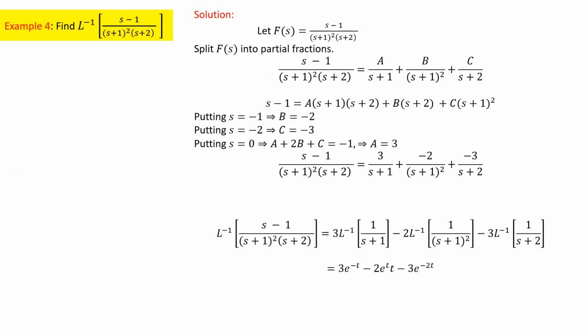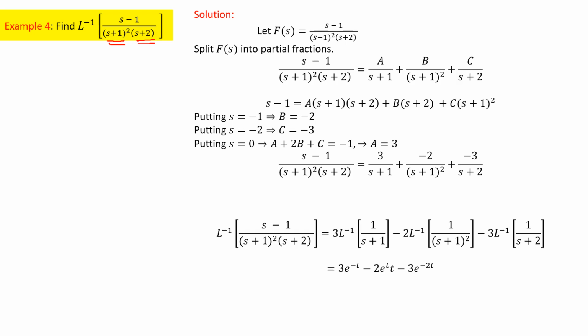Question number 4. In the first three questions, the denominator has linear factors. Now I have repeated factors. Repeated factors means it is like this, s plus 1 power 2. So we have one repeated factor and one linear factor. For these factors, we have to write like this: a by s plus 1 power 1 plus b by s plus 1 power 2 plus c by s plus 2.